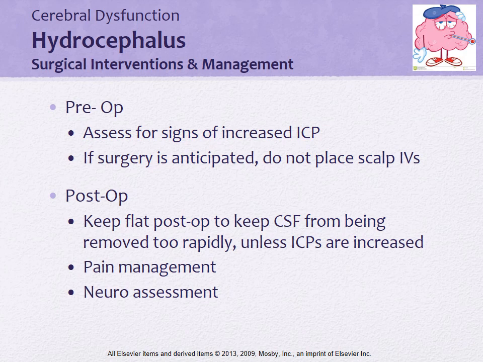Just like if you have hypertension and a heart defect, you've got to watch out because you may have rebound hypertension, or the body will continue to have hypertension because it's adjusted to that. That's its normal. So when you're putting a shunt in, you want to keep them flat post-op to keep the CSF from draining too rapidly. They're going to potentially monitor their ICPs afterwards, but more than likely they won't.